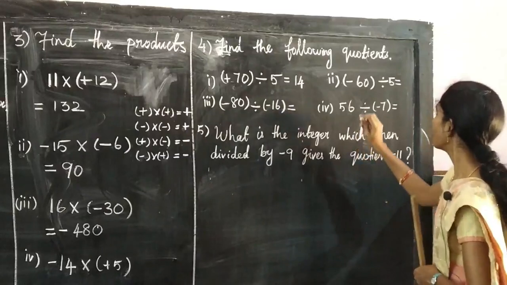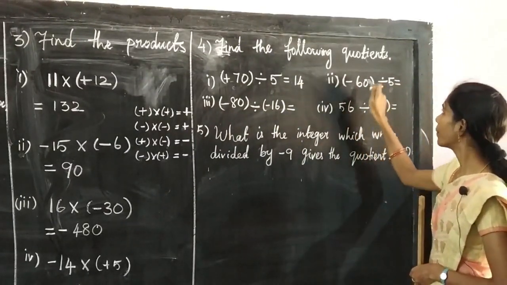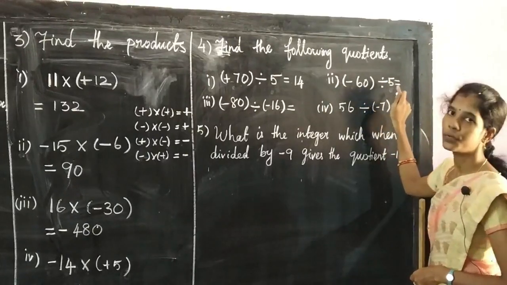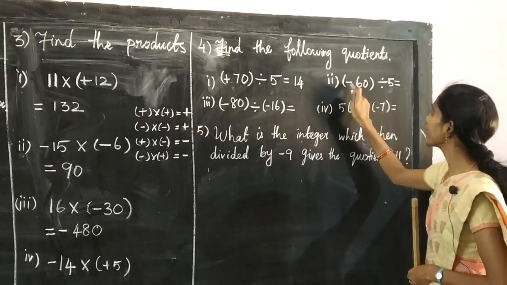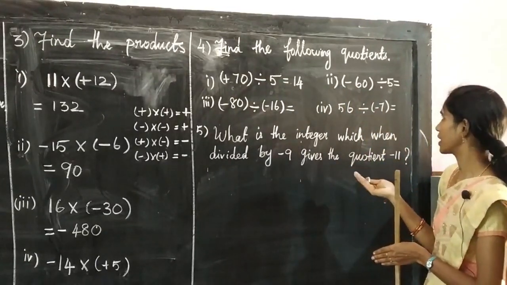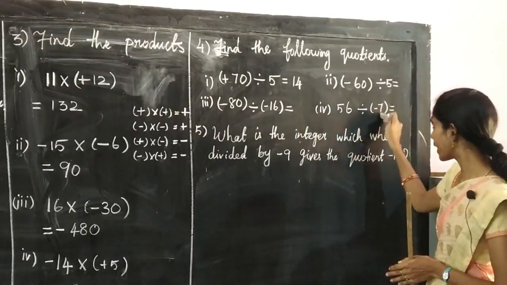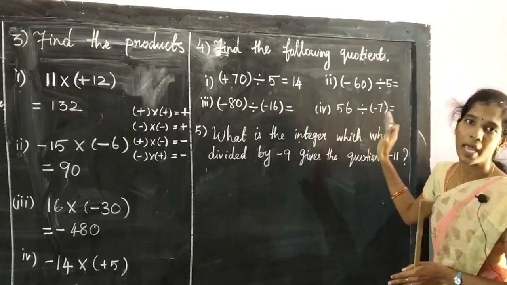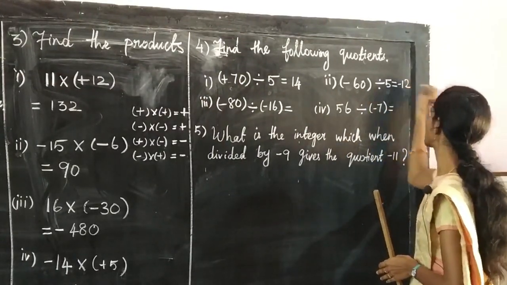Then the second one, we are dividing a negative integer by a positive integer. Minus 60 by 5. Then 12 fives are 60. We will get a negative sign. If we divide a negative integer by a positive integer, or a positive integer by a negative integer, we will get a negative answer. So here minus 12.